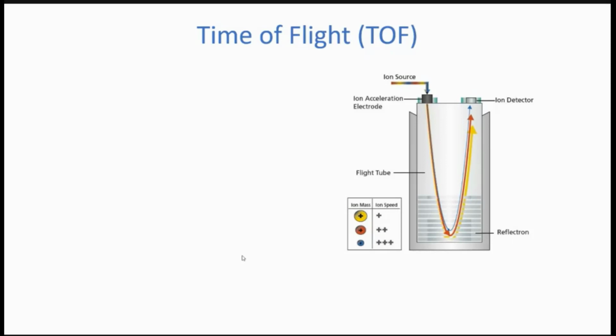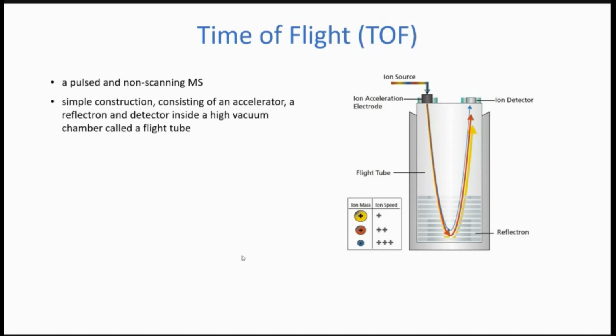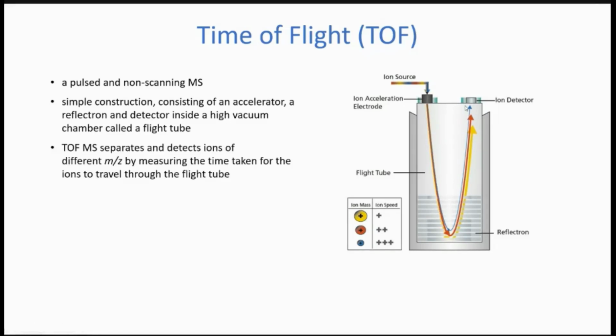Okay, now the time-of-flight mass spectrometer. This one is one of my favorites. This is a pulsed and non-scanning mass spectrometer, as they call this. There's a simple construction consisting of an accelerator, a reflectron, and detector inside this high vacuum chamber, which is called a flight tube. The longer your flight tube, the longer your flight path, and therefore the better resolution you have. So over time, these time-of-flight mass spectrometers have gotten taller and taller in their flight tubes.